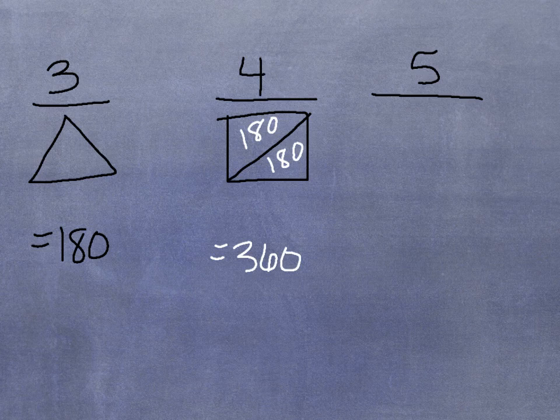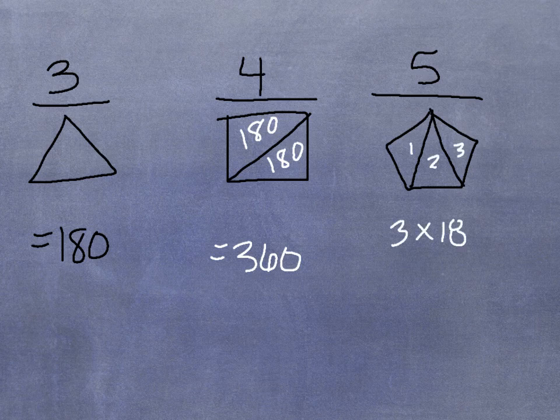Now, what about a pentagon? Let me try to draw a pentagon. These are kind of tricky. So here's your pentagon, five-sided shape. If I drew, again, from one vertex, I have three triangles this time. Each of those triangles has to add up to 180 degrees, so 3 times 180 gives me 540. So inside a pentagon, there's a total of 540 degrees. As you can see, each time that you add a side, you're adding 180 degrees.